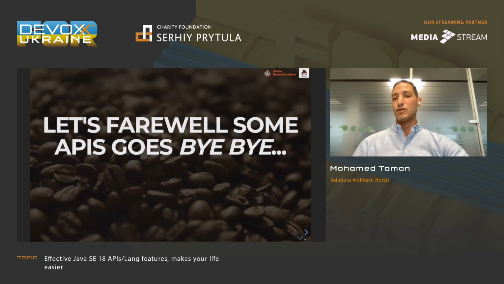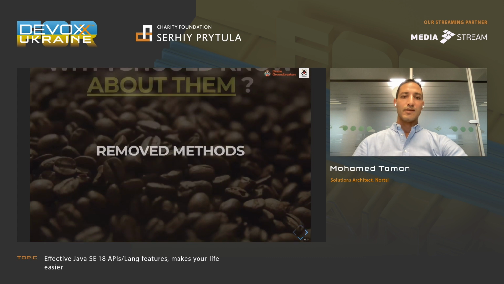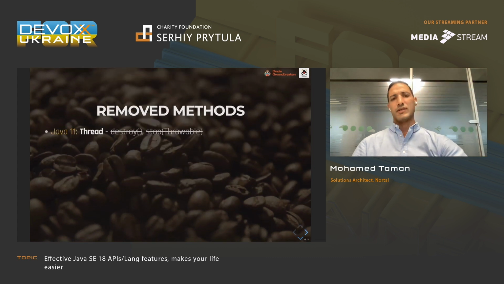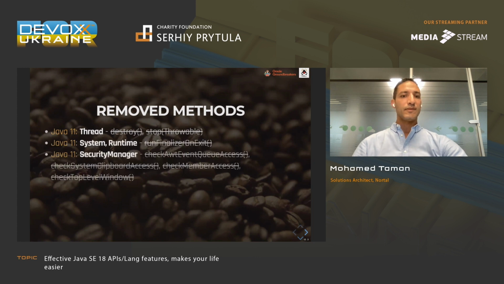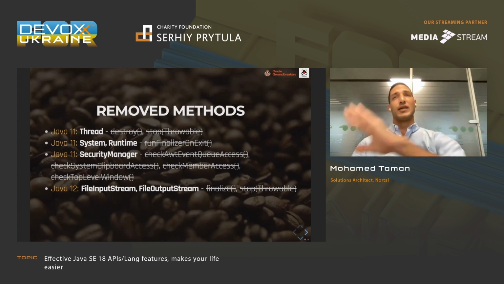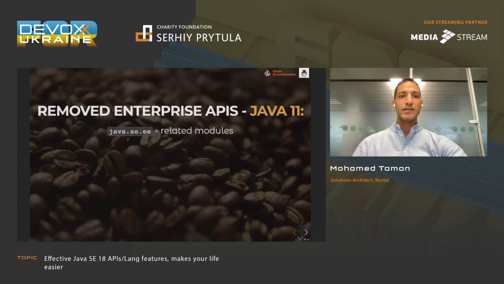And now let's talk about what we have to say goodbye to. Things that we need to know: removed methods, threads. A lot of methods have been deprecated and removed from threading, for the purpose of enhancement. Finalization has been deprecated and removed since Java 17 and 18. And I will show you this.